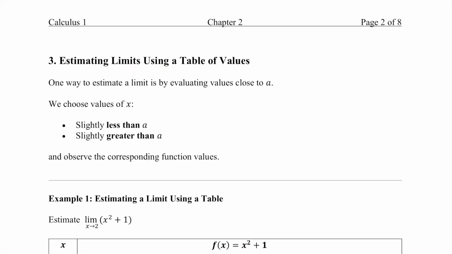Here's the idea. If we want to find a limit as x approaches a, we pick x values that are slightly less than a and slightly greater than a. Then we calculate the function values and we watch what number the function values are getting close to. That's it. We are checking what happens from the left, what happens from the right. If both sides move toward the same number, then that number is the limit.